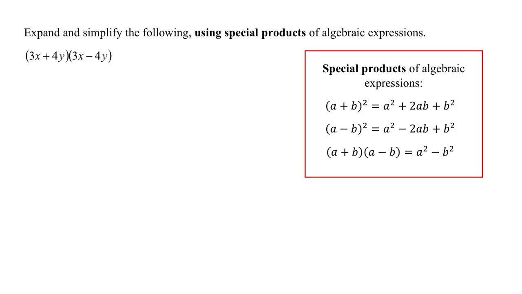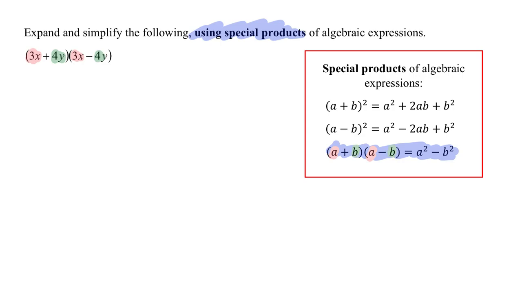Hello everyone, welcome to this video where we are required to expand and simplify the following using a special product, and we of course have to choose the correct special product. Okay, so we are going to use this because I see the special product in this form, meaning I saw A plus B, A minus B. 3x is my A, 4y is actually my B.